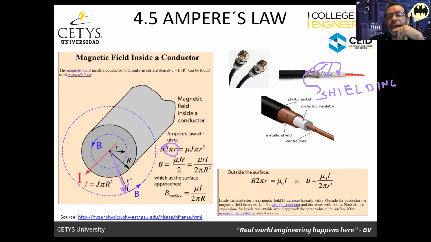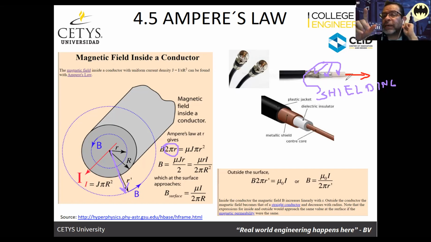Now, why is shielding important? Because we're going to have a current moving through this conductor, and that current is going to be generating electric and magnetic fields. It's important that these electric and magnetic fields that are automatically generated by this cable do not affect other conductors that are around the cable.